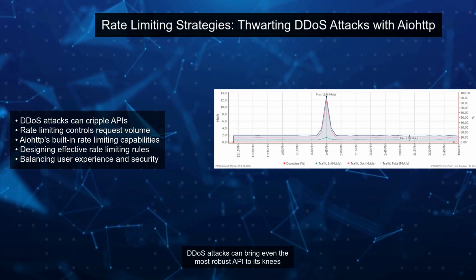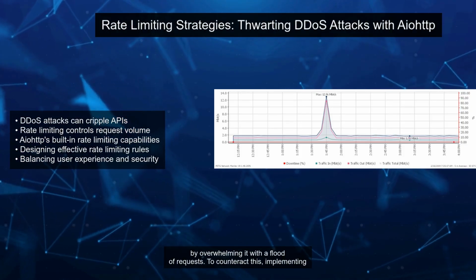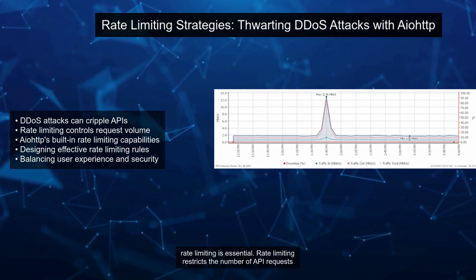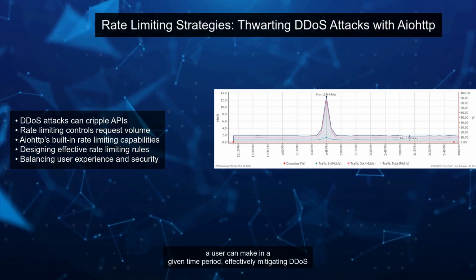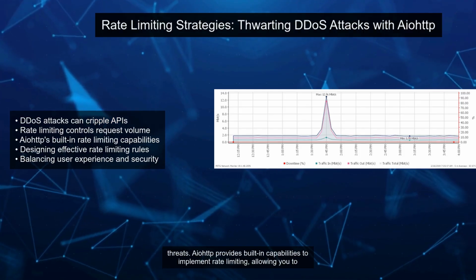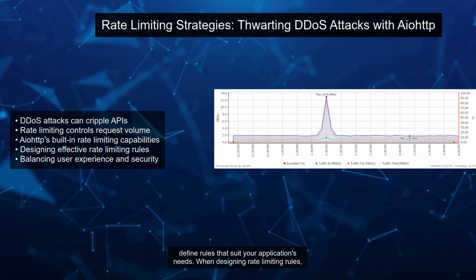DDoS attacks can bring even the most robust API to its knees by overwhelming it with a flood of requests. To counteract this, implementing rate limiting is essential. Rate limiting restricts the number of API requests a user can make in a given time period, effectively mitigating DDoS threats. Aiohttp provides built-in capabilities to implement rate limiting, allowing you to define rules that suit your application's needs.